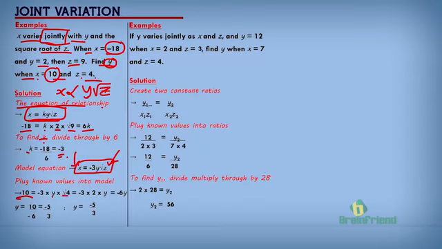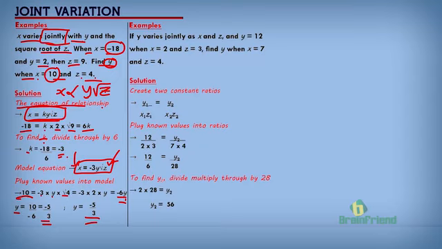So root 4. Root 4 is same as 2. So we have minus 3 times 2, which is minus 6. Minus 6y is equal to 10. To get y isolated alone, what do we do? We divide both sides by minus 6. So y is equal to 10 over minus 6, which gives us minus 5 over 3. Y is minus 5 over 3. And that's the value. Let's take another question.